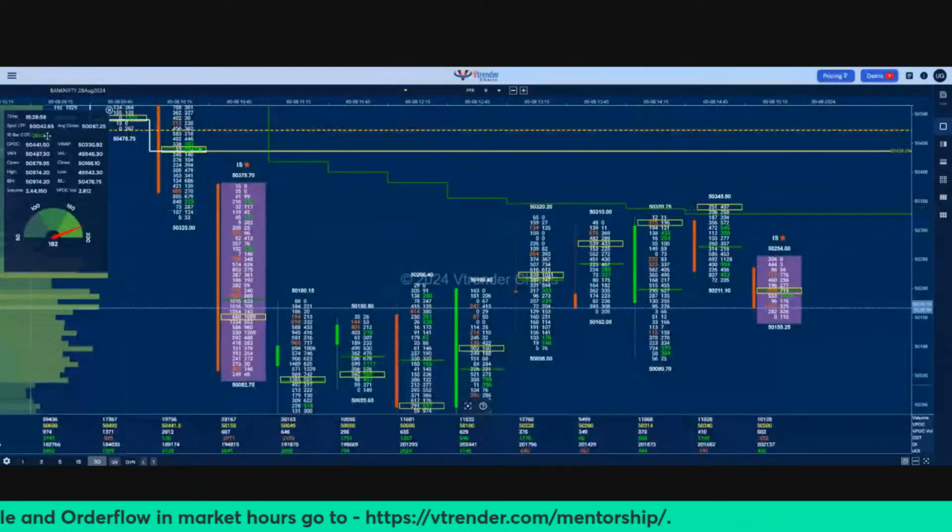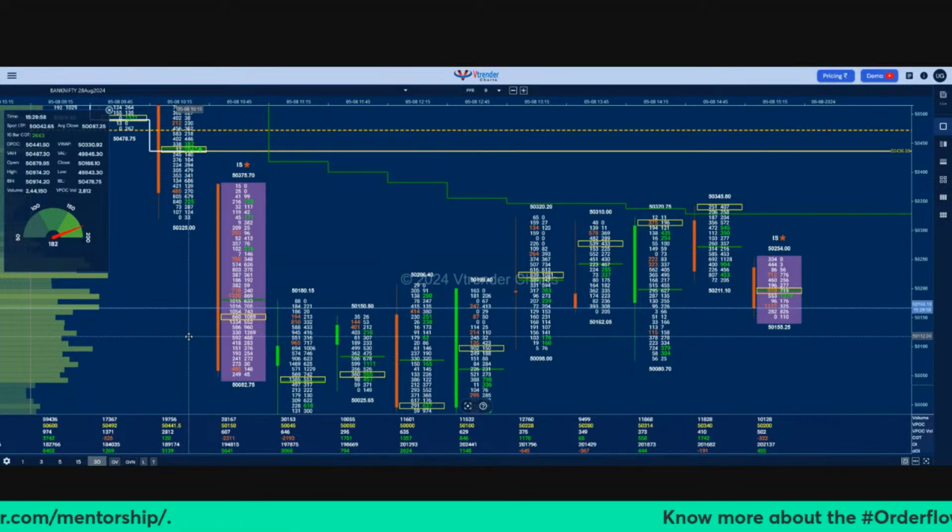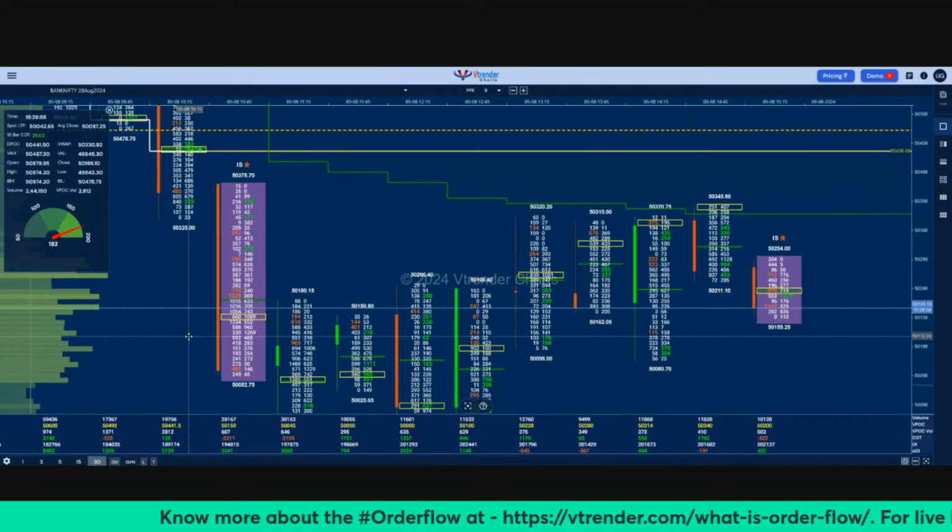Because of this number, we will not look to take any long positions, but we will wait for fresh information in tomorrow's order flow chart. And then accordingly, look to take trades mostly on the shorter side.